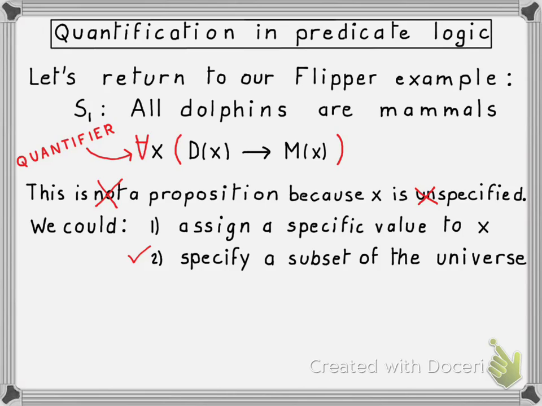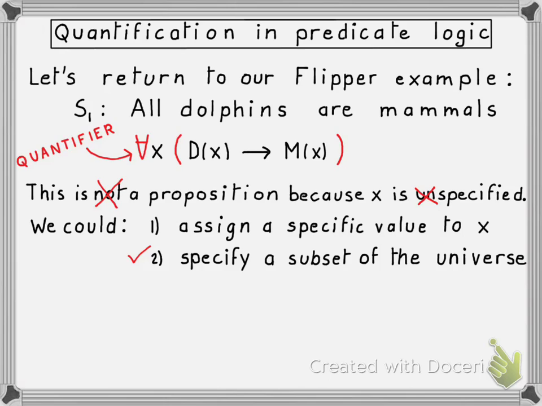But now, with the presence of the "for all x" in front of the expression, we don't have a doubt anymore as to what value of x is implied. In fact, this expression, D of x implies M of x, is now claimed to be true for every single possible value of x in the universe of that variable. So this is a very strong statement, but there is no doubt whatsoever as to the value of x. Therefore, the resulting expression is a proposition. It's a quantified proposition, but it's a proposition nonetheless.